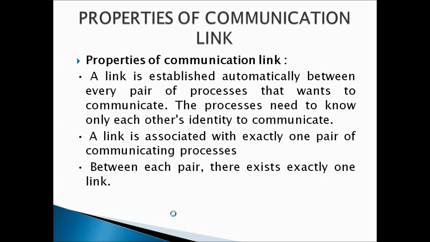Now, I told you that there should be a communication link between the two processes that are using the message passing technique. I need a communication link to send the messages. Here, a link is established automatically between every pair of processes that want to communicate. So in direct communication, the link is established between the two processes that want to communicate. And the processes need to know their identity. And one more important thing, a link is associated with exactly one pair of communicating processes. Only one pair means two processes should be there, not more than that. A link is associated with exactly two processes. Between two processes there will be only one link. Understood, guys?